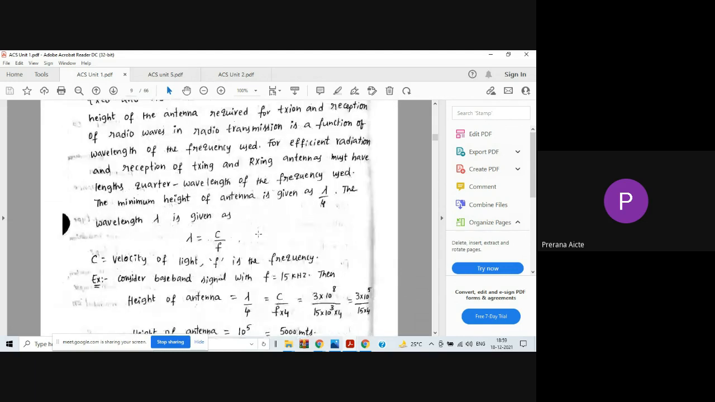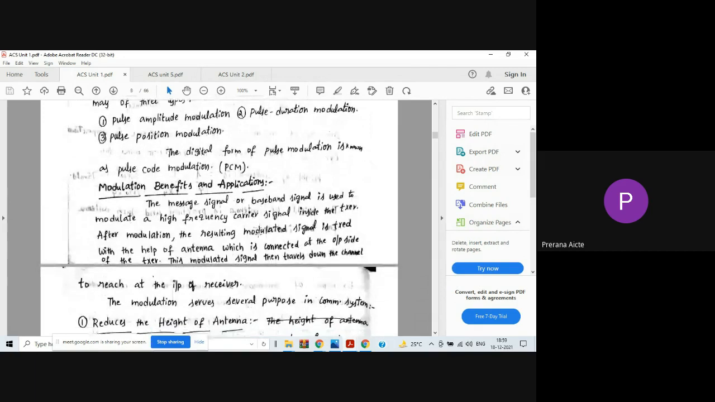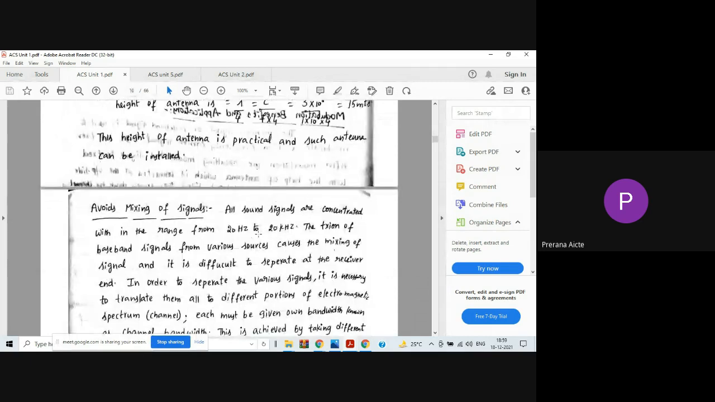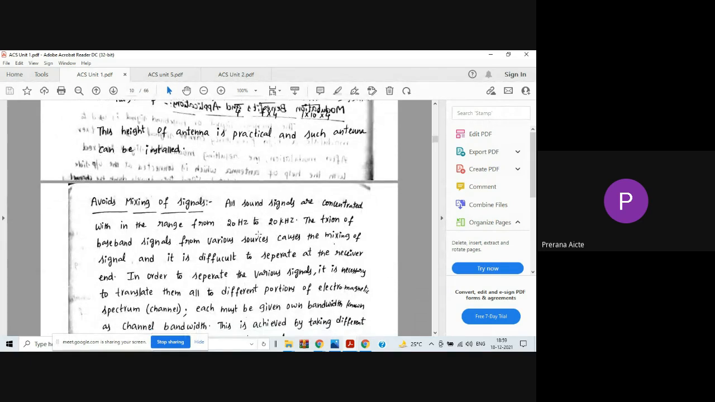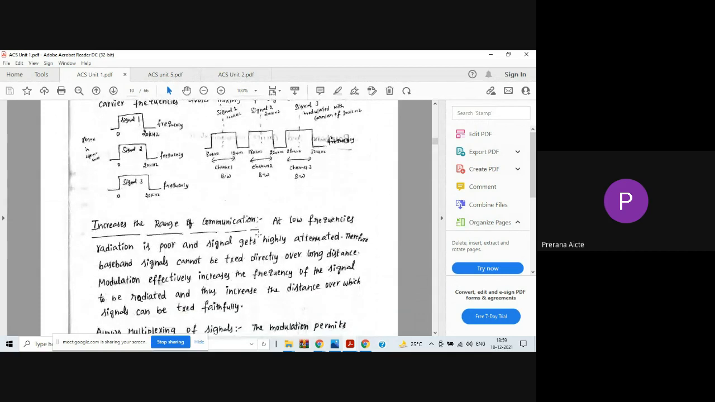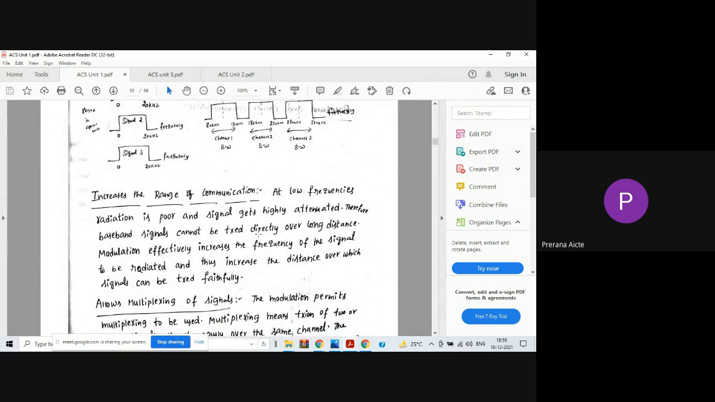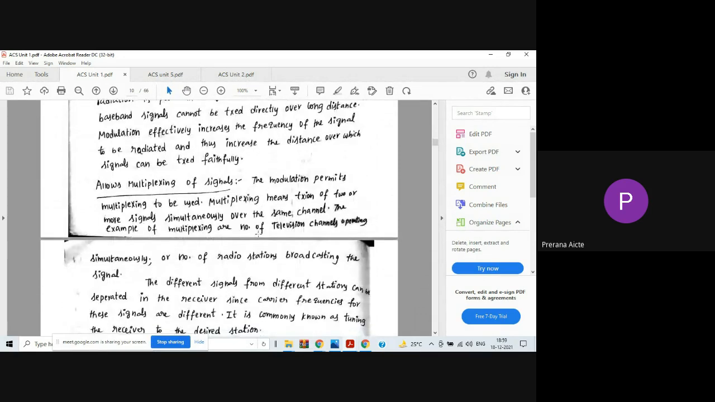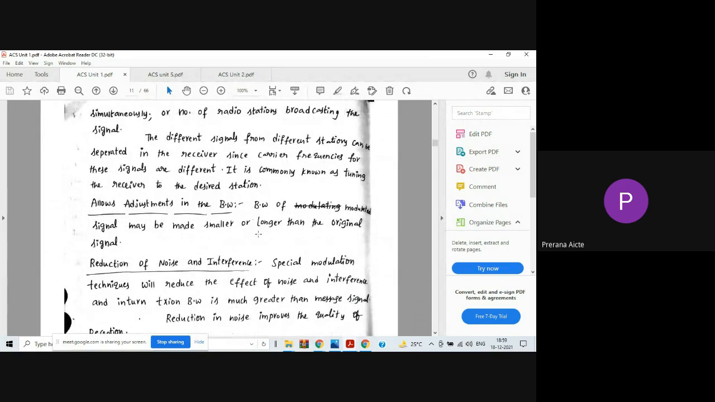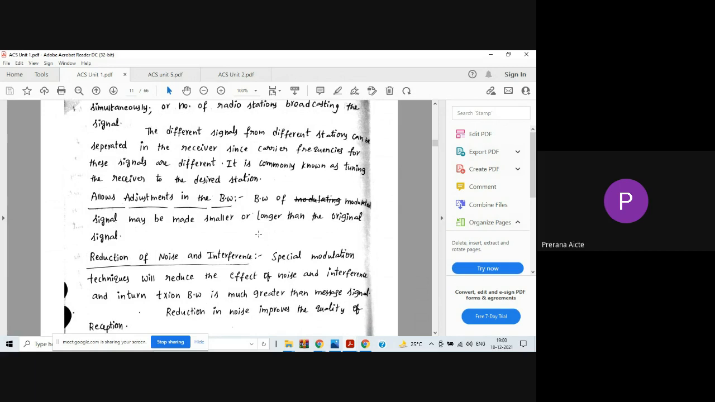What are the advantages of modulation? Mainly, we can reduce the height of the antenna, we can perform multiplexing of the signals, and we can avoid the mixing of signals. It is also used to increase the range of communication, and it allows adjustments in the bandwidth. We can reduce noise and interference while performing transmission from transmitter to receiver. That's why we go for modulation.